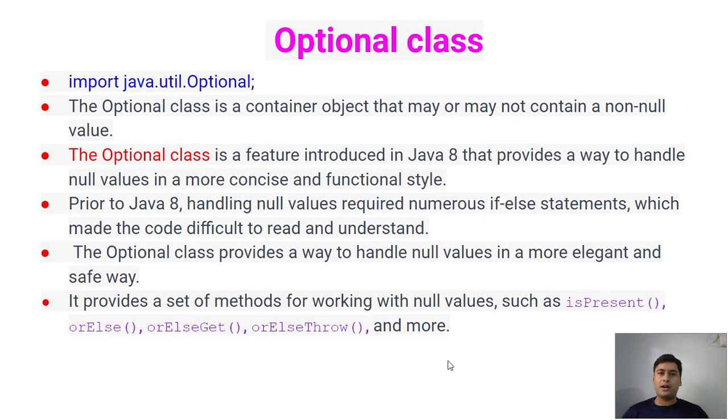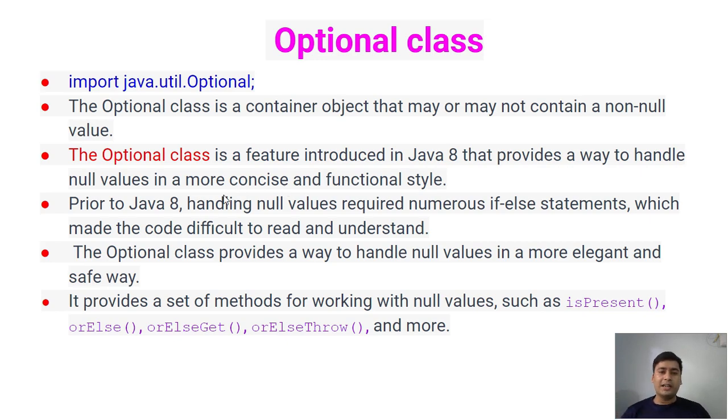So this is the Optional class. What is the Optional class? Optional class is also a very, very important Java 1.8 feature. What are the benefits of using the Optional class? It's available in the java.util.Optional package, or class, you can say. The Optional class is a container object that may or may not contain a non-null value. The Optional class is a feature introduced in Java 8 that provides a way to handle null values. So the Optional class provides a way to handle a null value in a more concise and functional style.